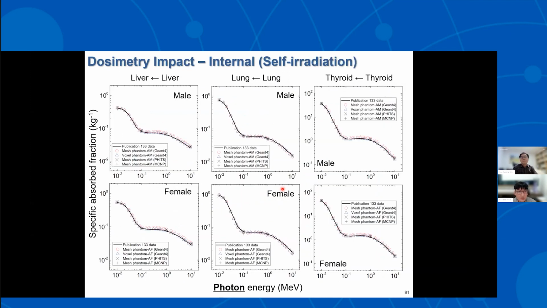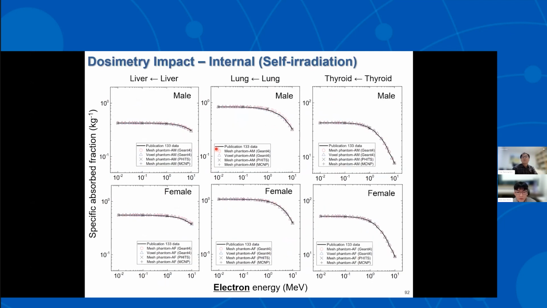Okay, now let's see some internal exposure. This graph shows the photon specific absorbed fraction for some self-irradiation cases, the liver to liver, lung to lung, and thyroid to thyroid, and these are both the male and female. So as you can see, the excellent agreement between mesh and voxel phantom can be observed for most of the cases.